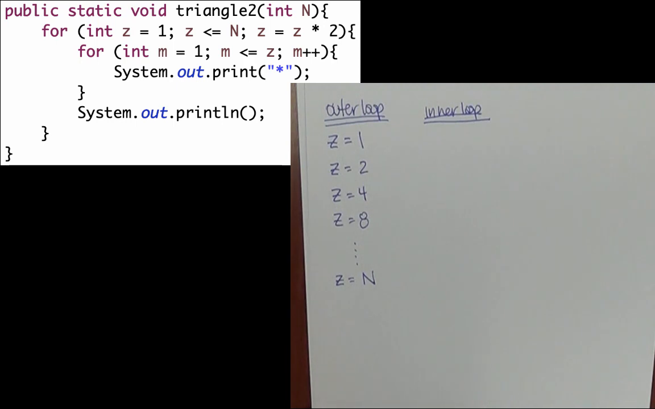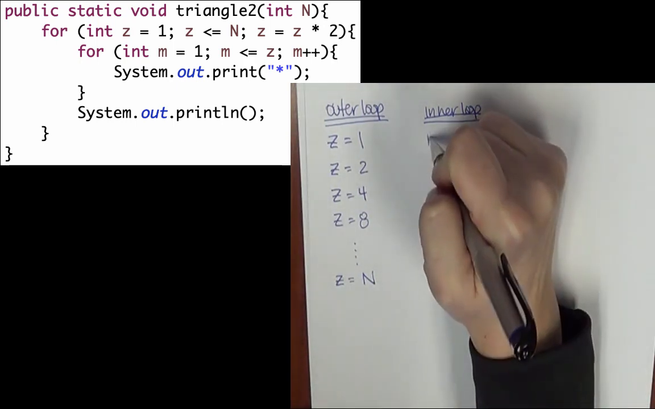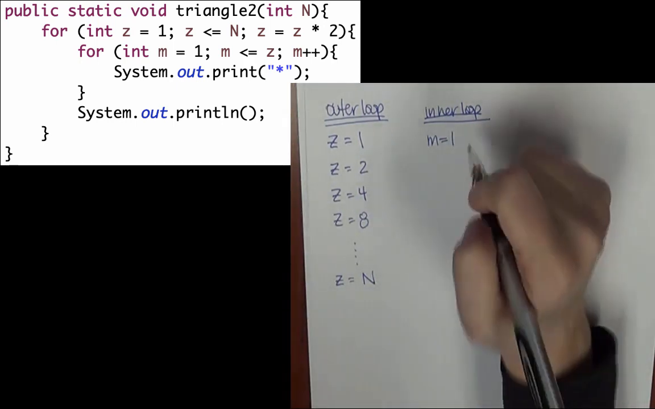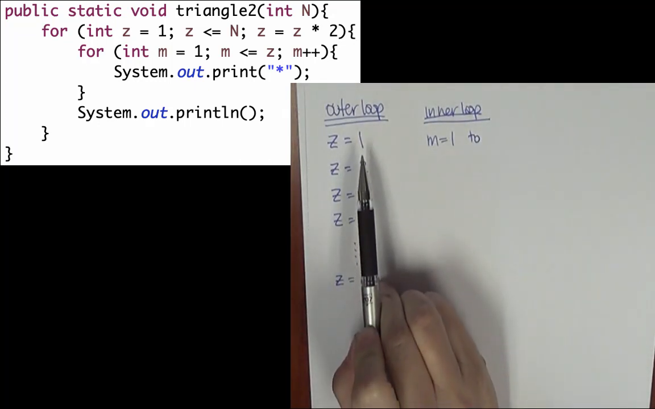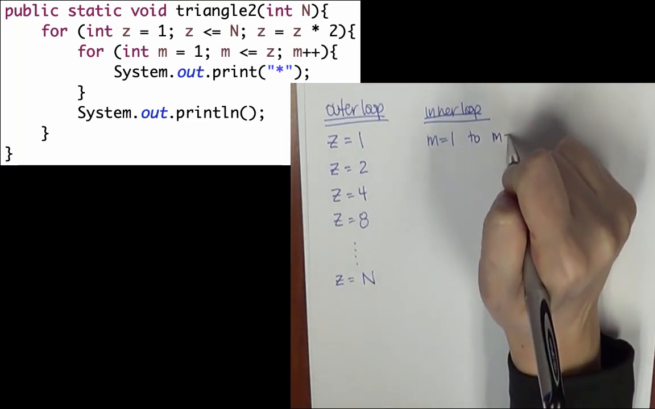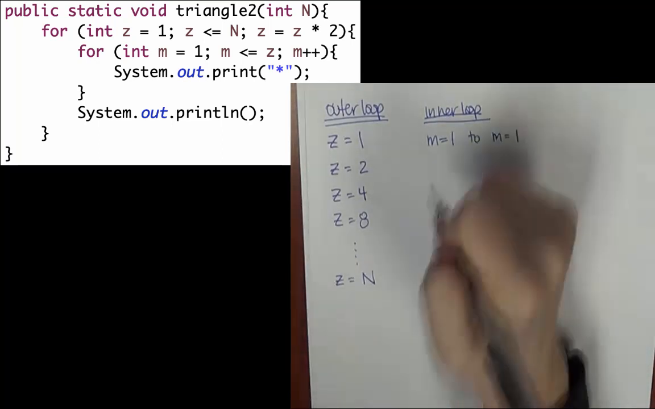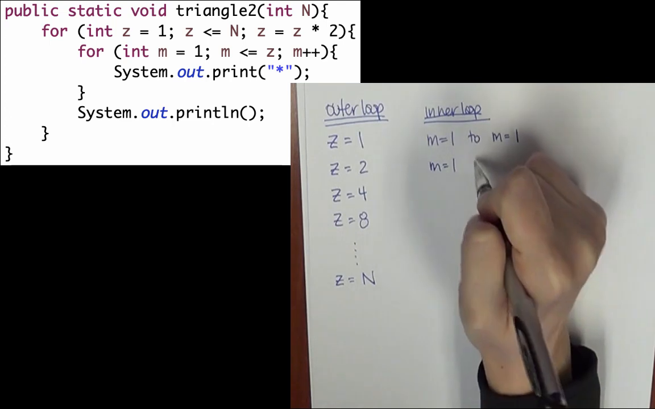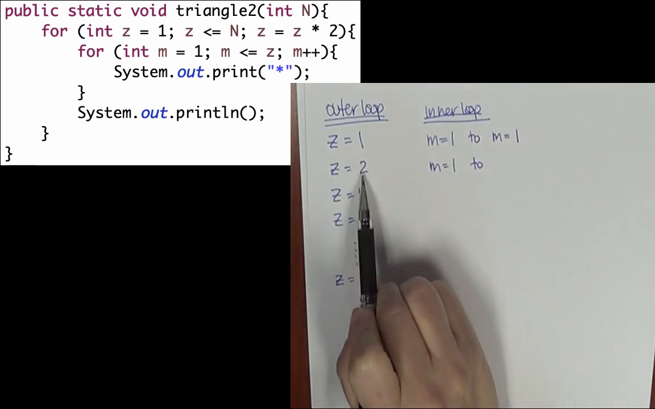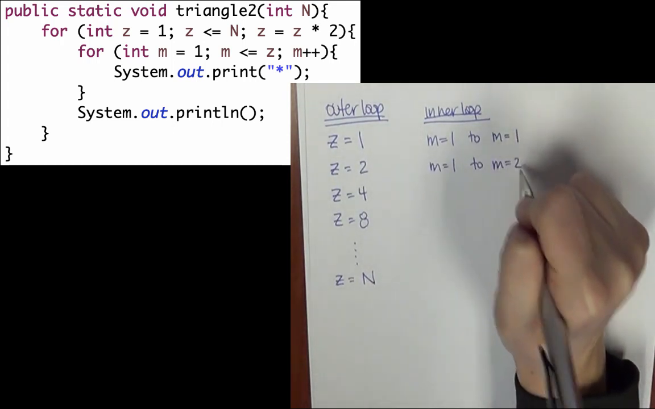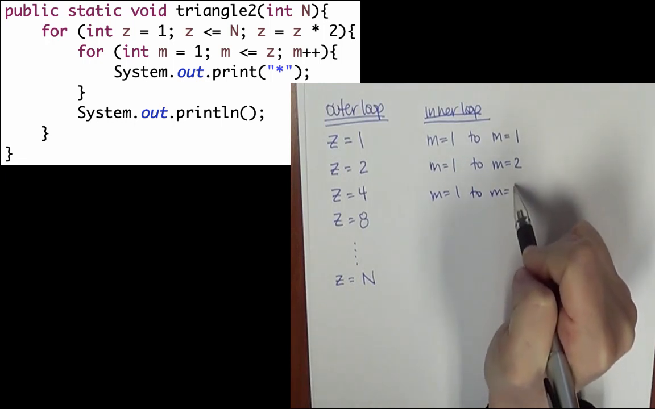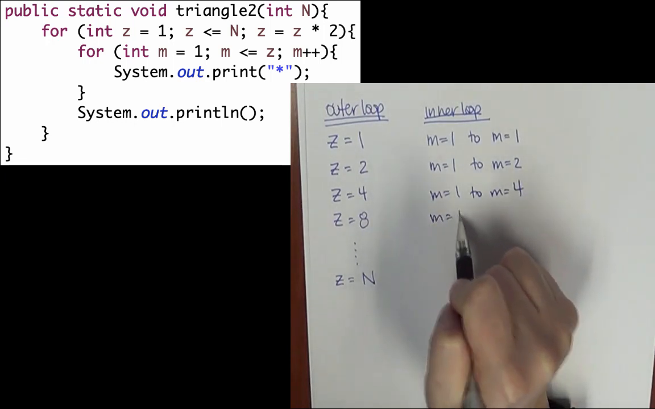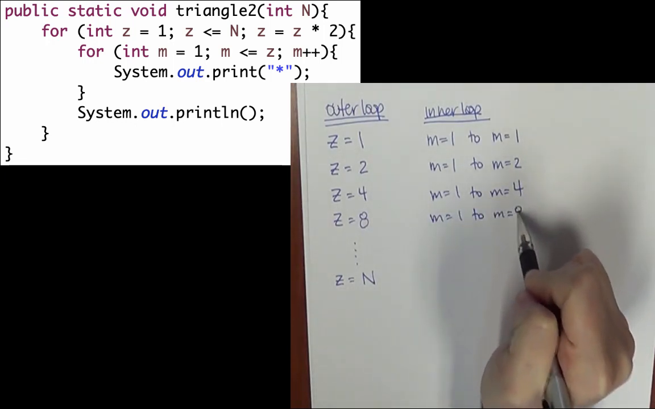So my inner loop uses the variable m, and m is going to start off at 1, and m is going to go all the way until the value of z. So here m just goes from m equals 1 to m equals 1. The next line, again, that inner loop, the m is going to start at 1 and then go all the way up to and including the value of z, so m will be 2. On my next line, m will go from 1 to m equals 4, m equals 1 to m equals 8.